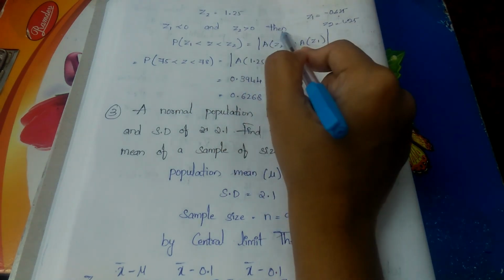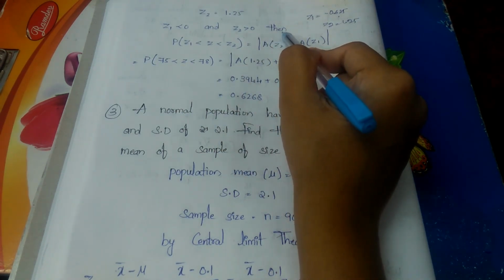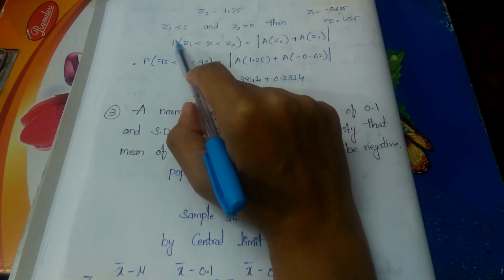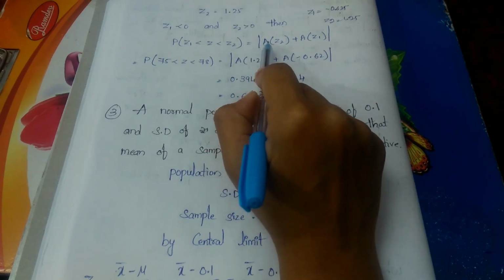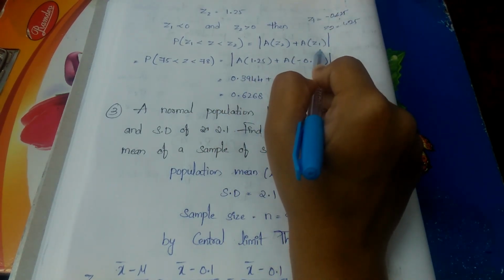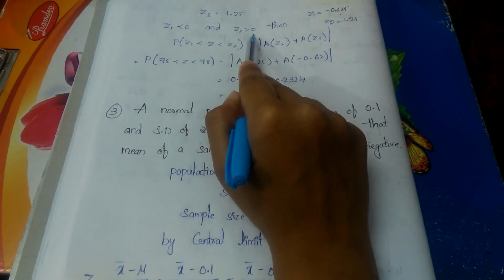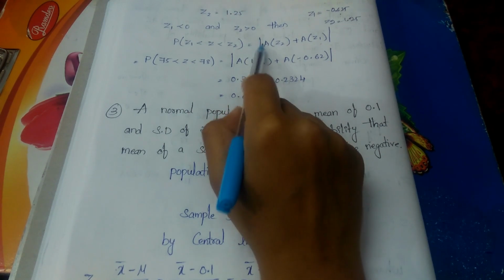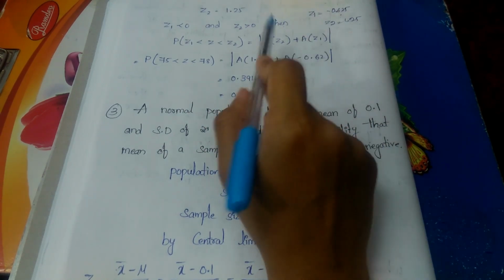So at that time we have the formula to find out the probability, which we already discussed in the previous class. That is, the probability of z1 less than z less than z2 is the modulus of area of z2 plus area of z1. So this is the formula we will use when the z1 value is less than 0 and z2 value is greater than 0.